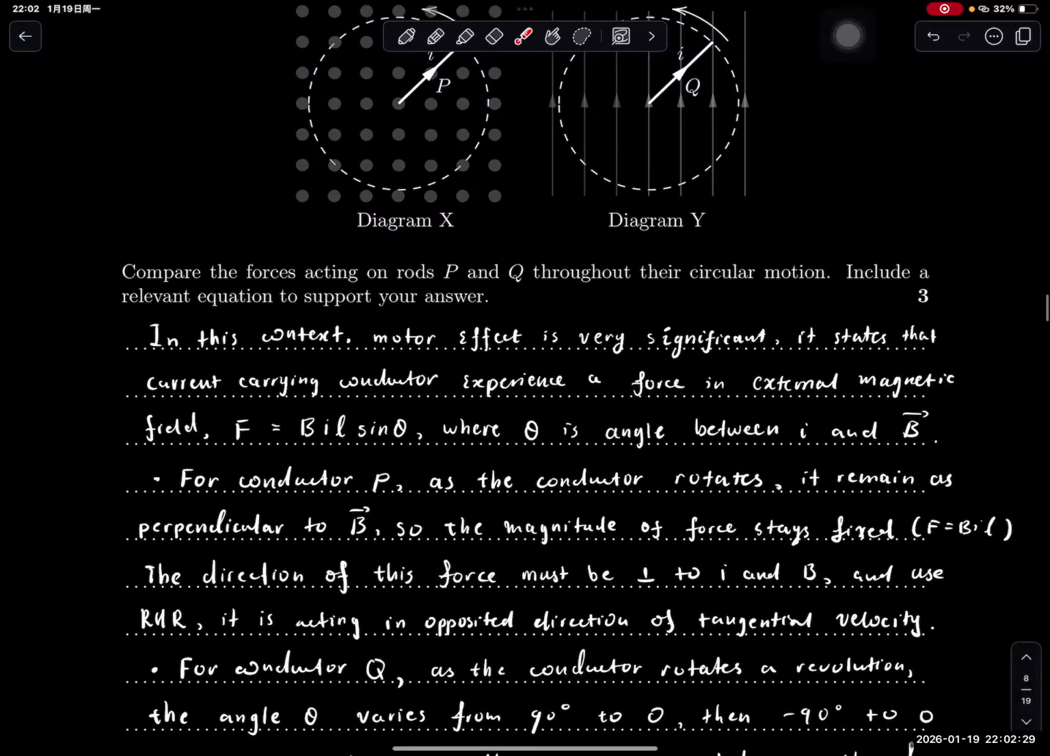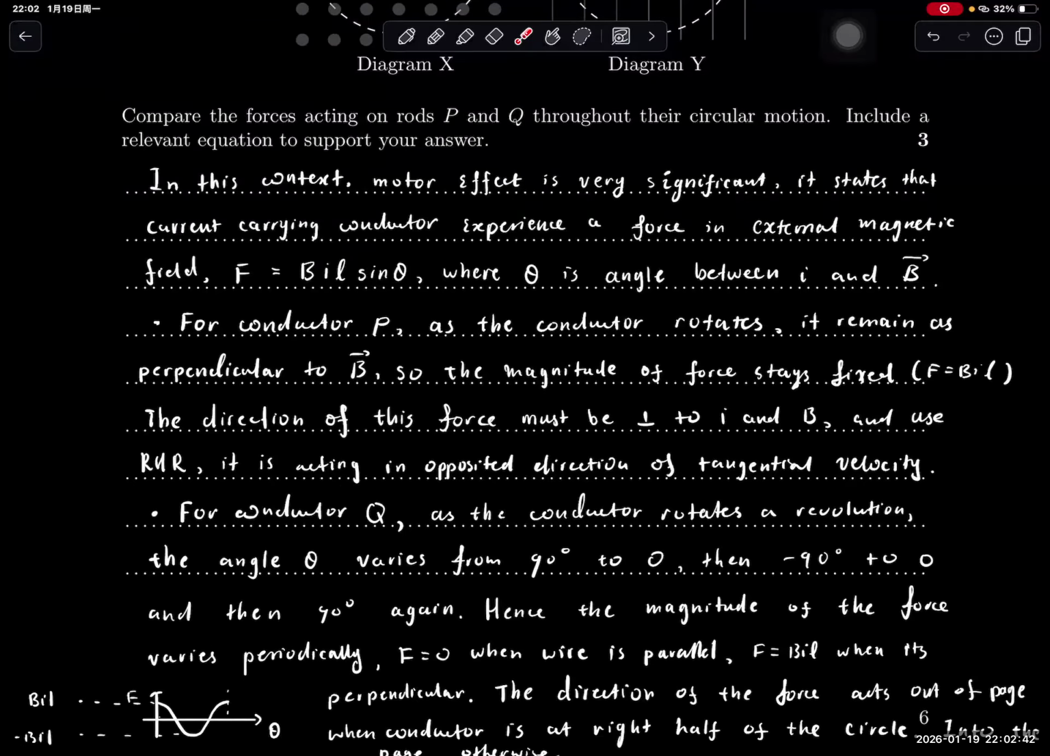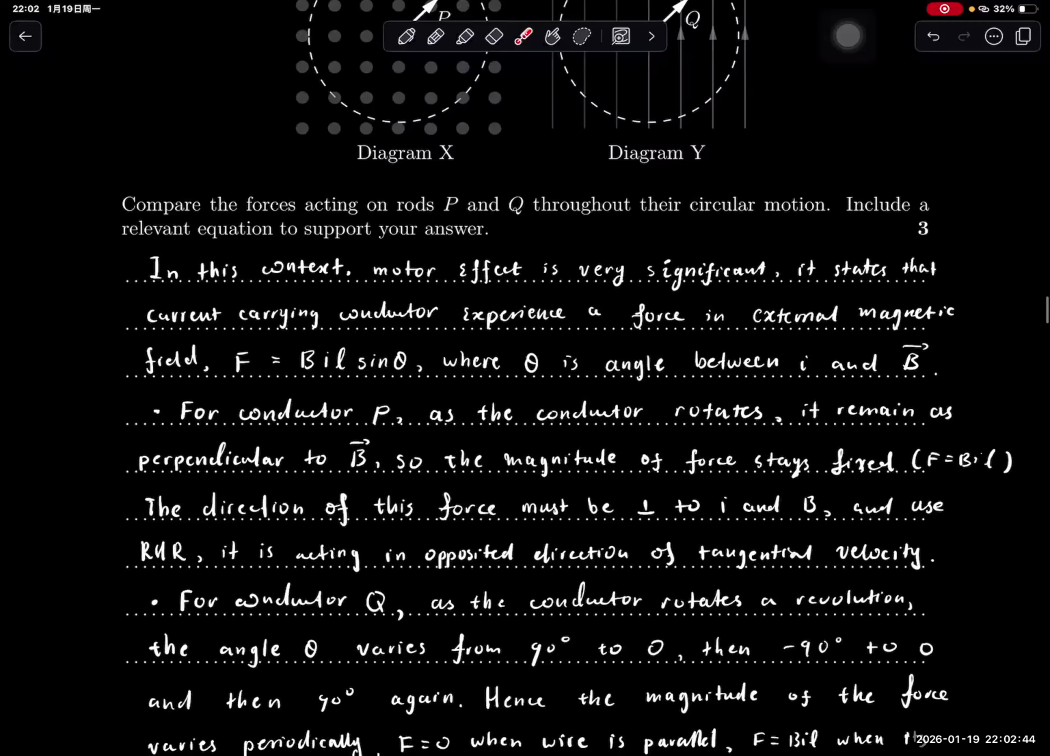And then secondly, I split into dot points. All right, one dot point for each diagram, so that makes more sense. This is kind of like an introduction to dot points. We use this method to answer extended response for many questions now. Now, for conductor P, which is diagram X, the conductor rotates; it remains perpendicular to the magnetic field.